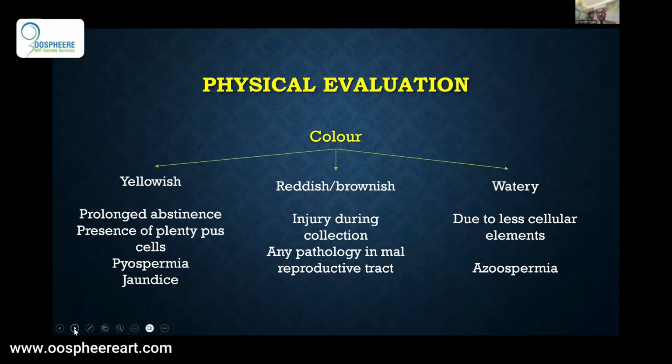Third, if it is completely watery, with no color, transparent, that is because of less cellular content, meaning it contains a very low number of sperms or white blood cells or macrophages or plasma cells. And this is generally what you will see in azoospermia, because there are no sperms, and that's why it appears completely clear. Now coming to the next physical parameter.